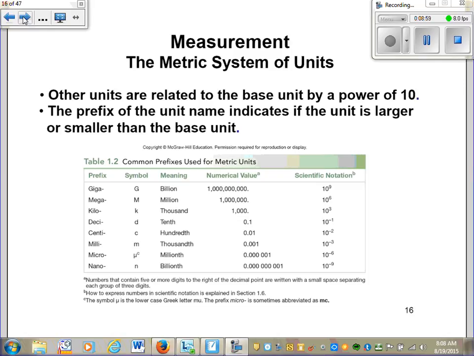Milli is 1,000. If you think a millipede supposedly has 1,000 legs, there's 1,000 millimeters in a meter. Micro is a million. That symbol, the little u, is really not a u, it's the lowercase Greek letter mu. And nano is a billion, 10 to the minus 9.